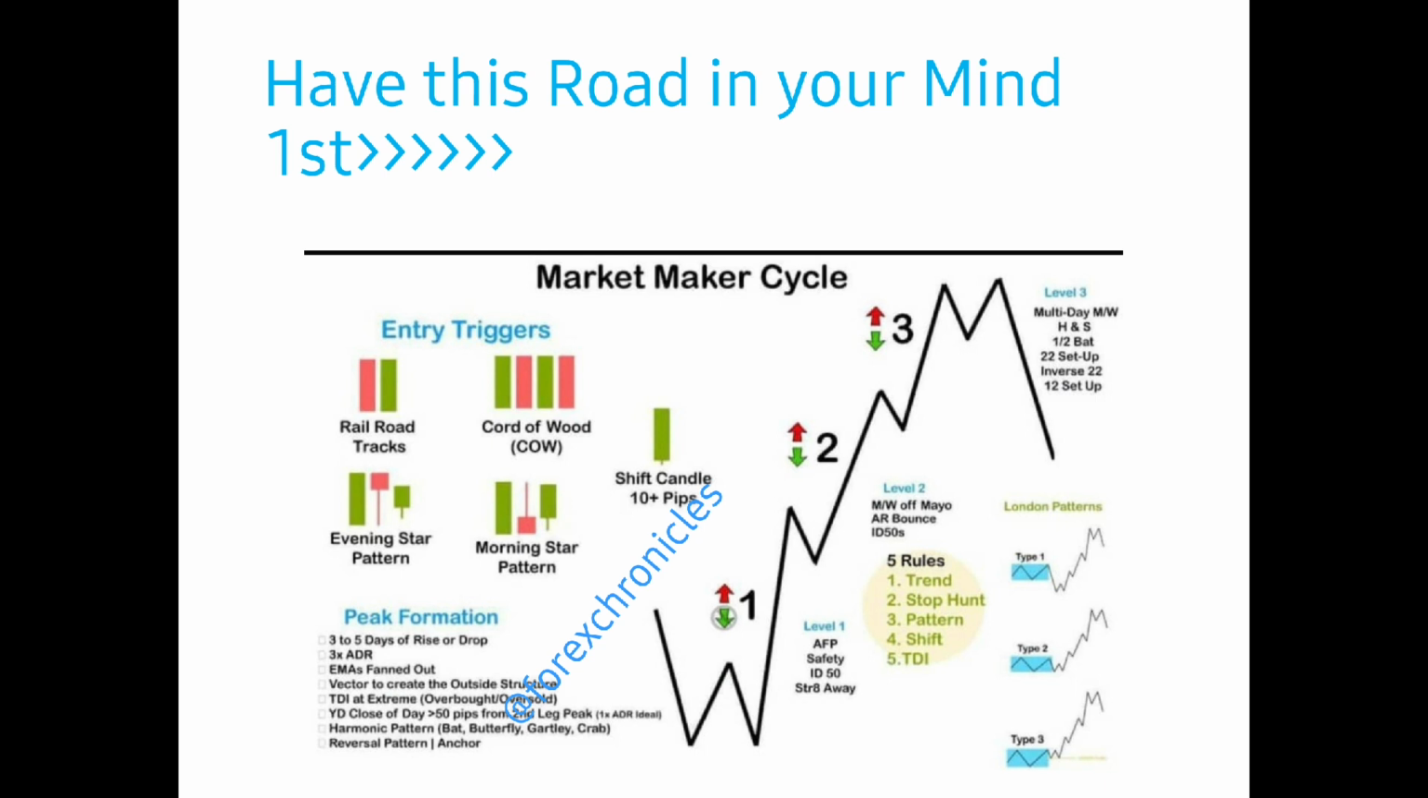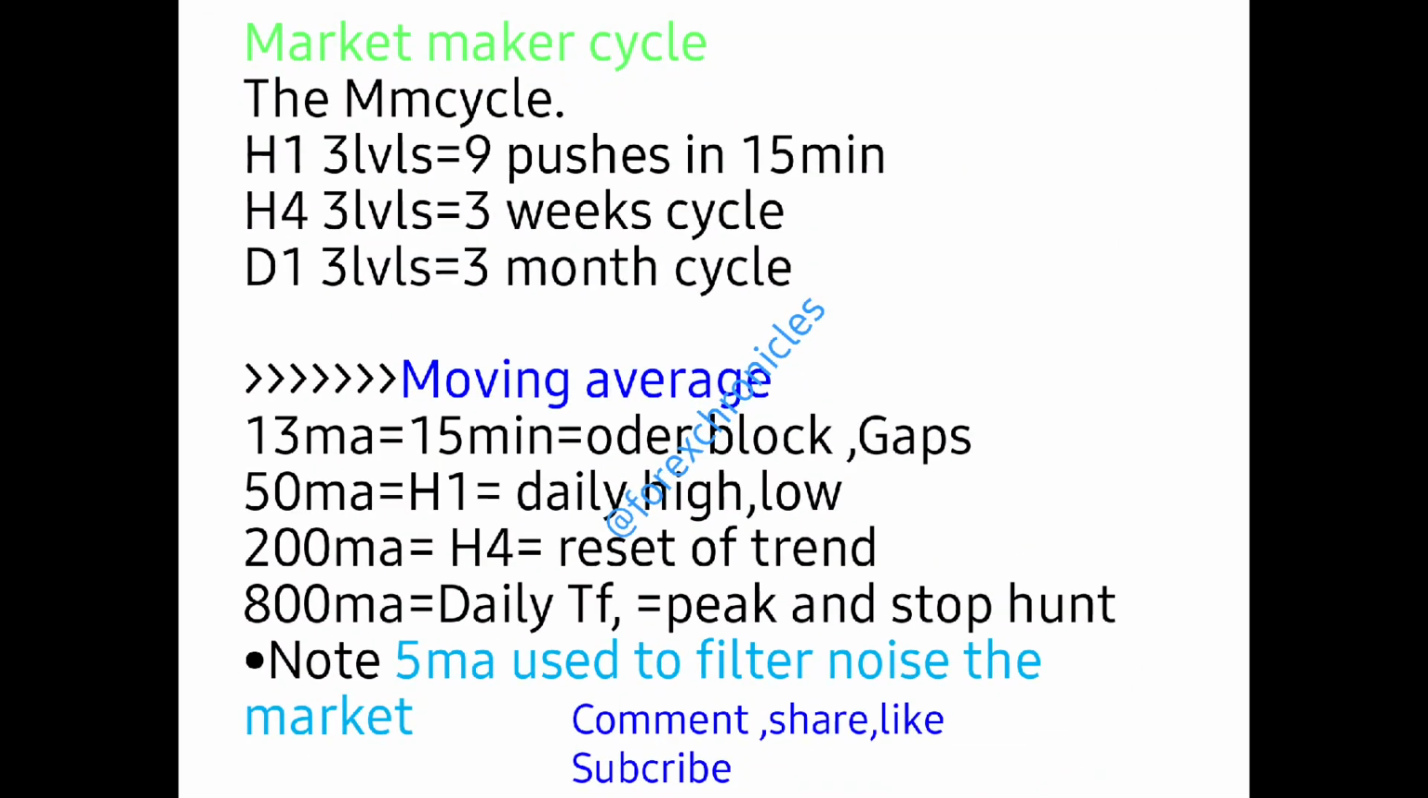And another one is the London pattern. As you can see, the London patterns are there. London patterns are according to the Asian box. The blue mark is an Asian box. So at 50 Asian box, at 100, and at 0, those are the levels. So here is the market maker cycle.